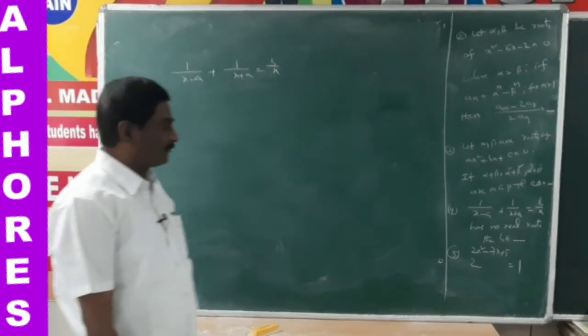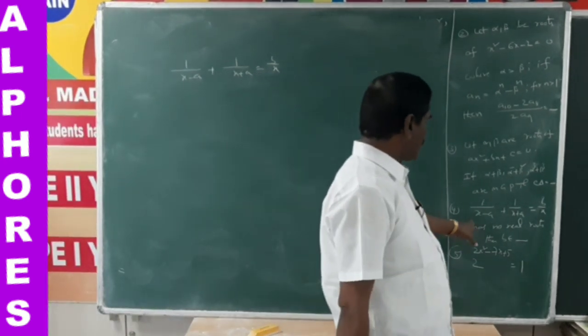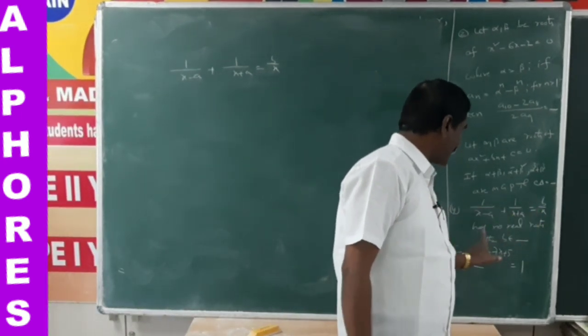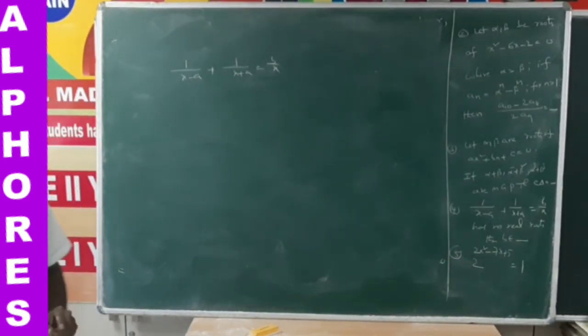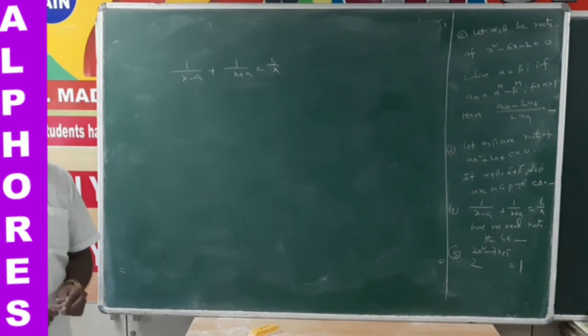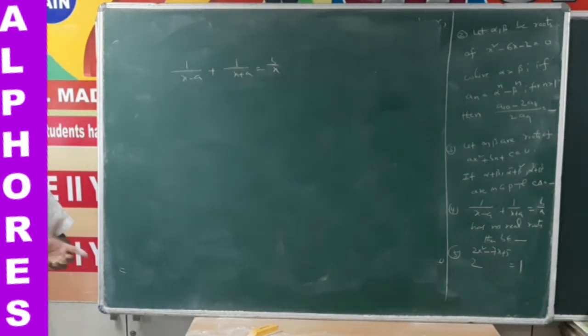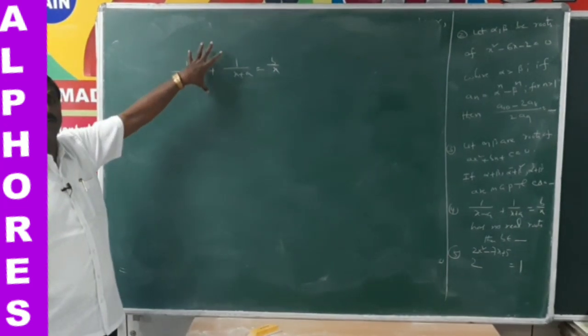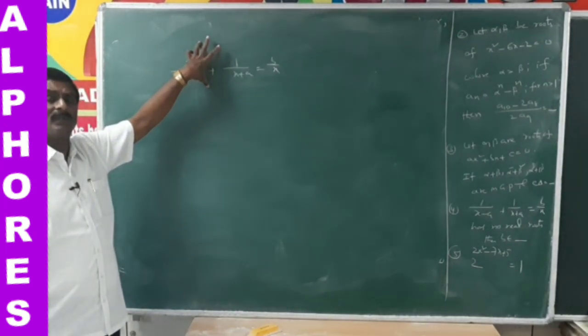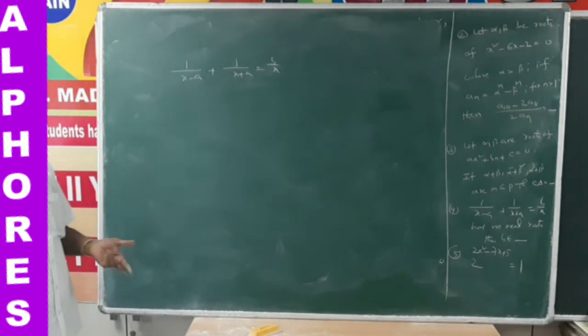If the equation 1 by (x minus a) plus 1 by (x plus a) is equal to b by x has no real roots, then what is the range of b? If the quadratic equation has no real roots, then delta less than 0. First we reduce this equation into quadratic form and use delta less than 0.